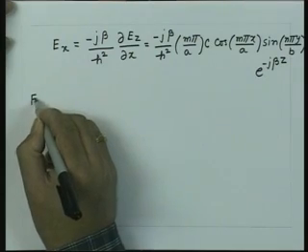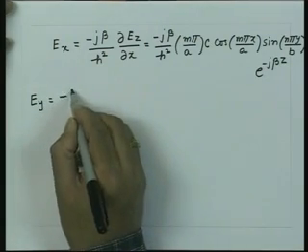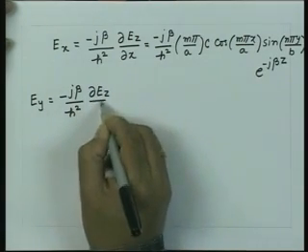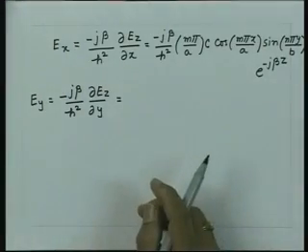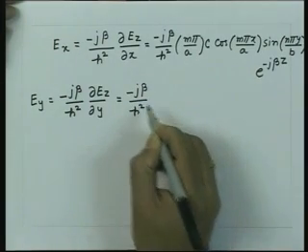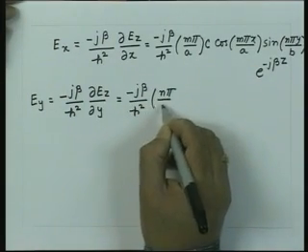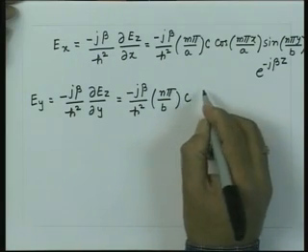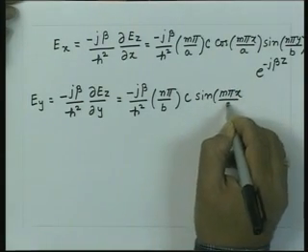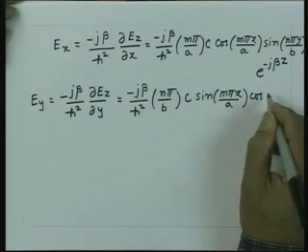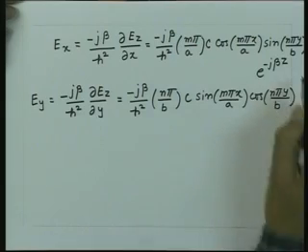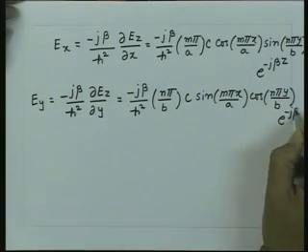Same thing I can do for Ey, that is equal to minus j beta upon h square dEz by dy, which will be equal to minus j beta upon h square, n pi by b, c, sin of m pi x by a, cos of n pi y by b, and this phase term e to the power minus j beta z.